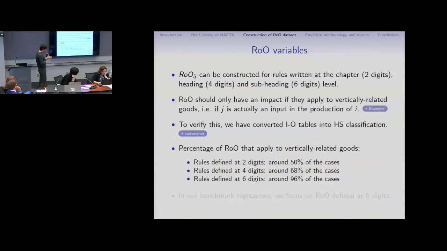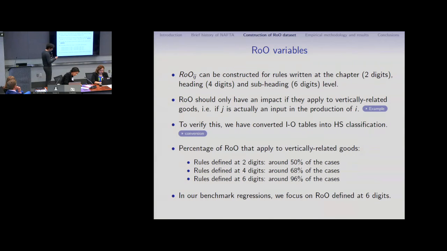So we're going to have some rules that are written at the chapter level. What we find is that rules written at the 6-digit level are more likely to be written for input-outputs that are vertically linked. So in the benchmark, we're going to focus on these 6-digit rules, for which we know it's very likely that the input and the output are vertically connected, and then we're going to run some robustness, taking into account all the rules.